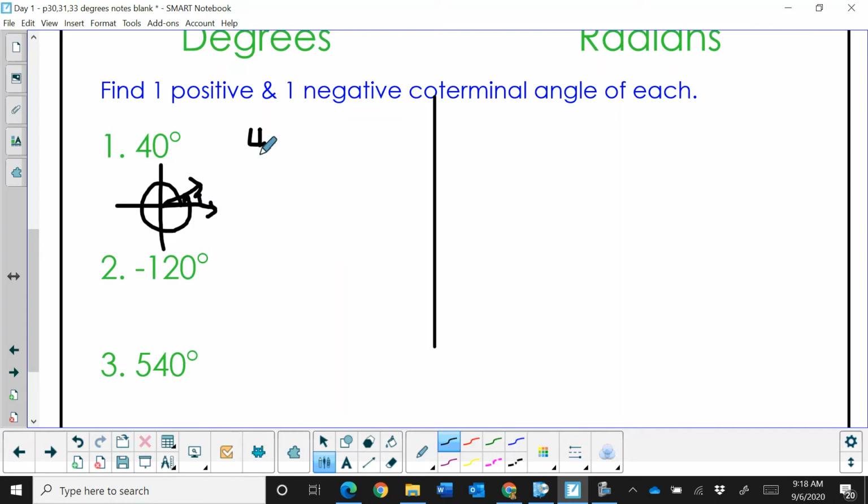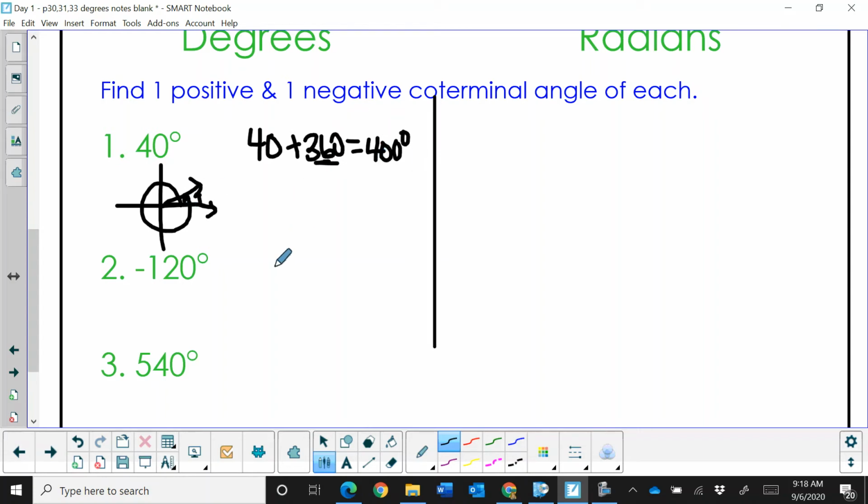So I'm going to take 40, and I'm going to add 360 to it. So a positive coterminal angle would be 400 degrees. Now notice that's larger than one full circle, but it would be the 360 plus 40 more, which is 400.